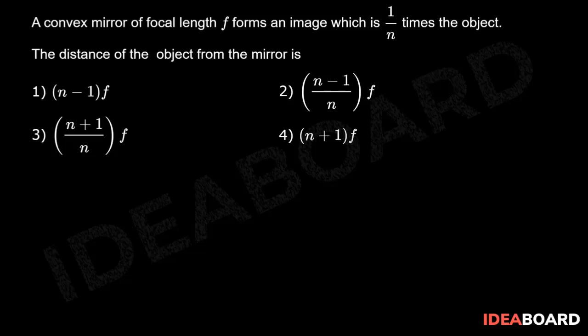A convex mirror of focal length f forms an image which is 1 by n times the object. The distance of the object from the mirror is. So in the question, focal length is equal to f, which is positive. Why?